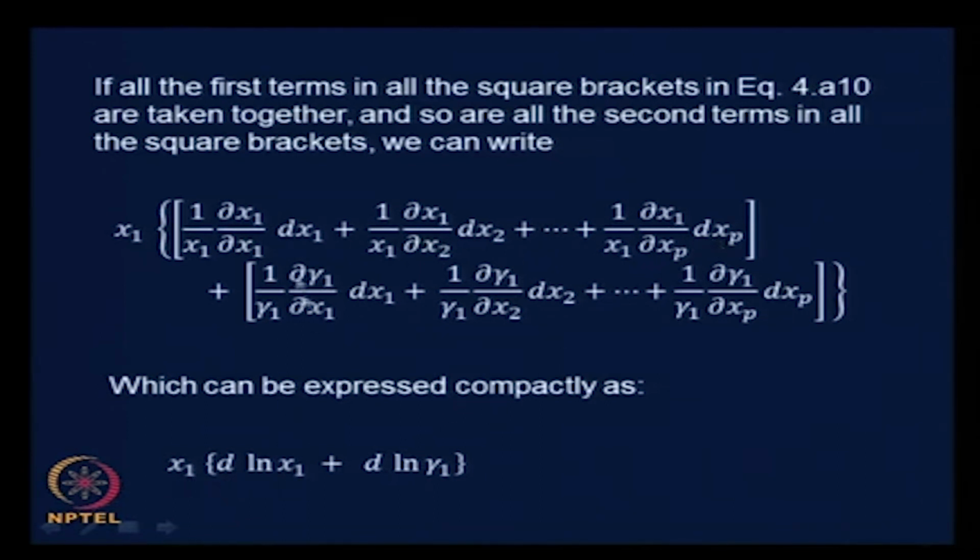So this becomes d ln x1, this becomes in the same fashion d ln gamma 1, and of course you have an x1 here, therefore this becomes x1 into d ln x1 plus d ln gamma 1, and this is just the first term, remember that. We will call this equation 4a11, and as mentioned that is just the first term. All other terms are going to reduce to that compact form.